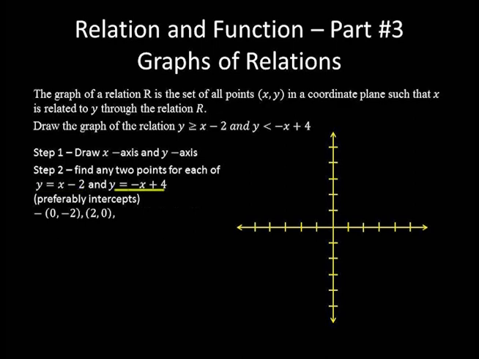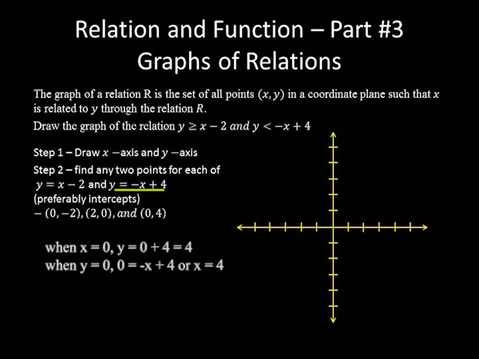When we move to the second equation, that is y equal to minus x plus 4. When x equal to 0, y equal to 0 plus 4, which gives us 4. So 0 comma 4 is the y-intercept of this equation. When y equal to 0, 0 equal to negative x plus 4. This implies x equal to 4. 4 comma 0 is the x-intercept of this equation.